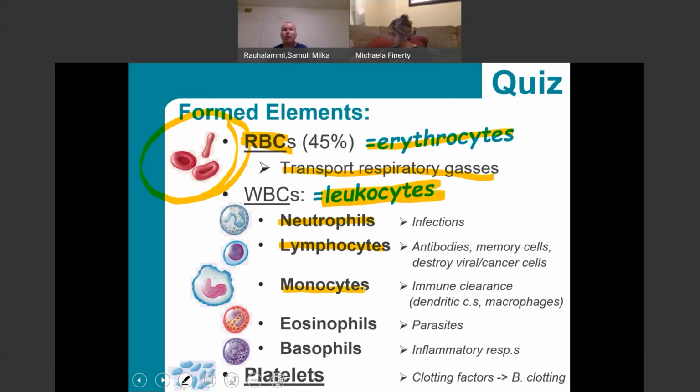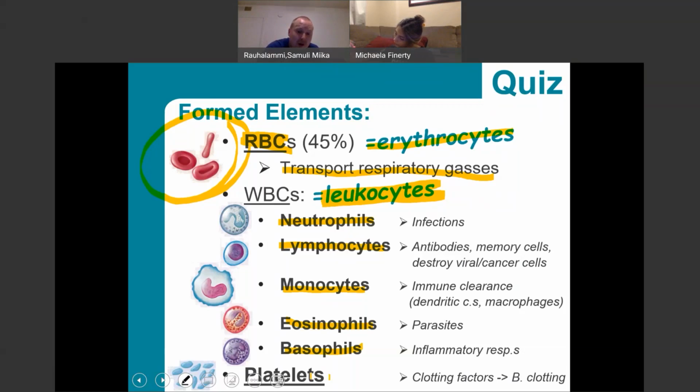Monocytes are focused on immune clearance. Dendritic cells and macrophages are examples of monocytes, and eosinophils were to do with parasites. I think they gave a particular parasite that you were supposed to be able to tell that, oh, eosinophil would deal with that. And I think that's on one of my last slides for this review of the quiz. Basophils are associated with inflammatory responses. So those are the white blood cells. There are the pictures, and it's the exact same pictures, if I remember correctly, that they actually use on the quiz for recognizing those. So whether it's a screenshot or whatever helps you to recognize those, that's the way to go.